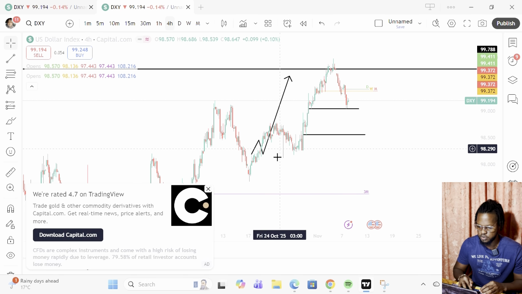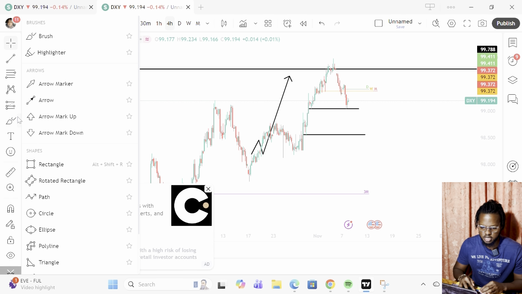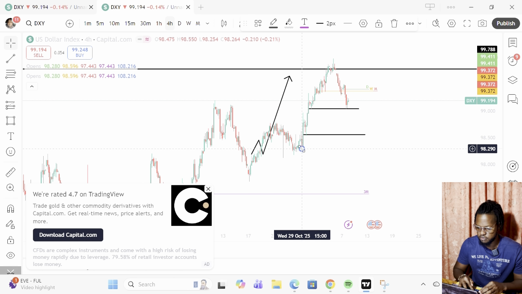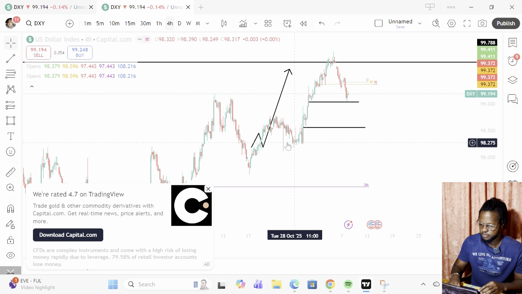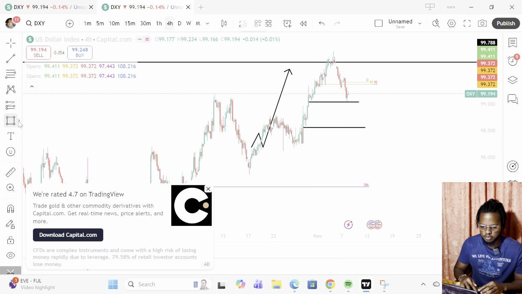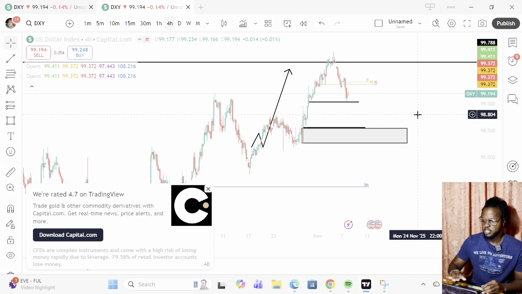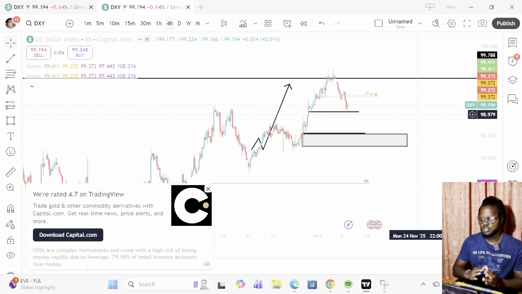And of course, the final one is this demand zone here. So if I could just mark that out for you. So this sell before this very big buy up, this would be my demand zone. And these are my positions next week for the dollar.